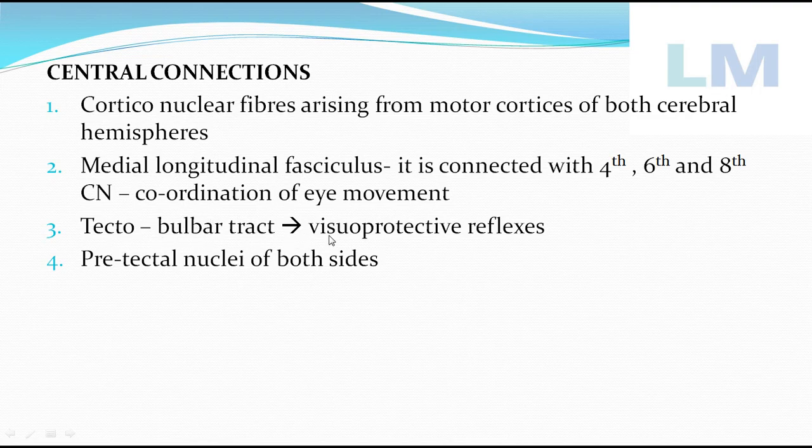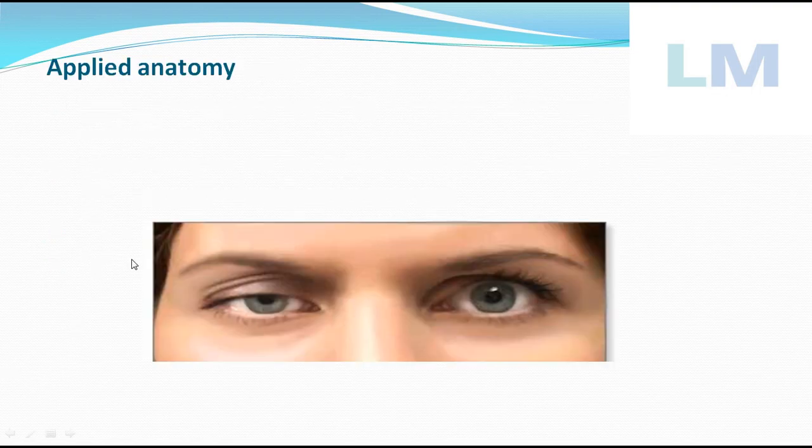Next, the tectobulbar tract. It's for visuoprotective reflex. Like I just now told you, if any sound comes, you should reflexly move your eye and neck towards that area. That's why it's called the tectobulbar tract, for visuoprotective reflexes. The pretectal nucleus of both sides controls the light reflex. You can see one more video of mine on the light reflex and accommodation reflex. You will understand this. The pretectal nucleus of both sides is connected.